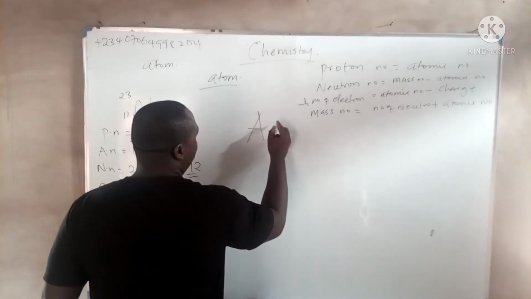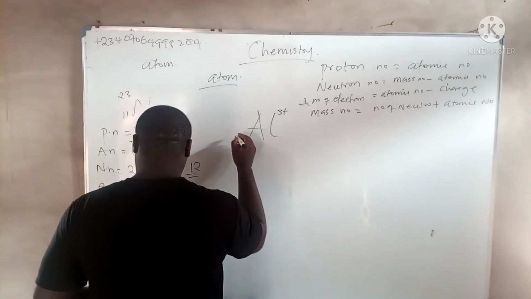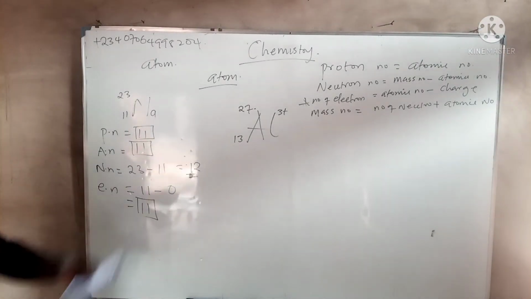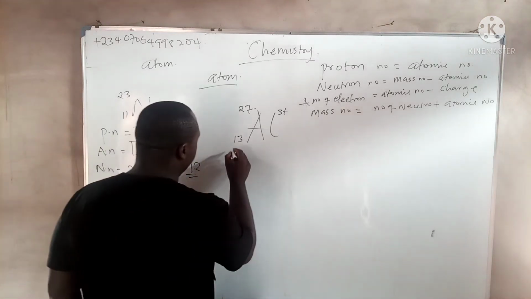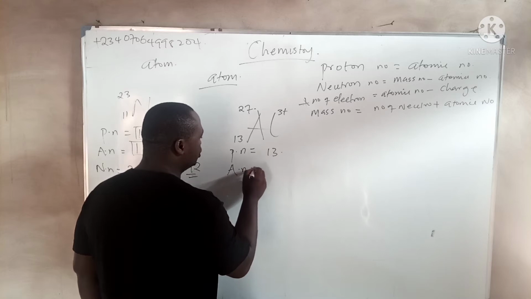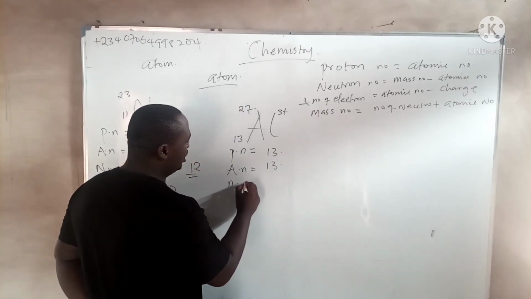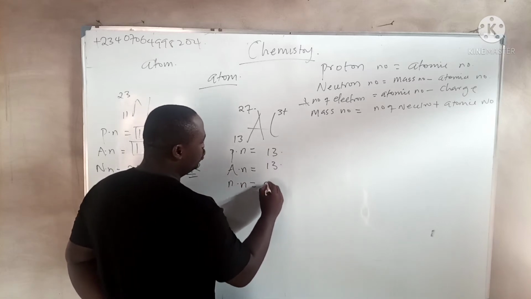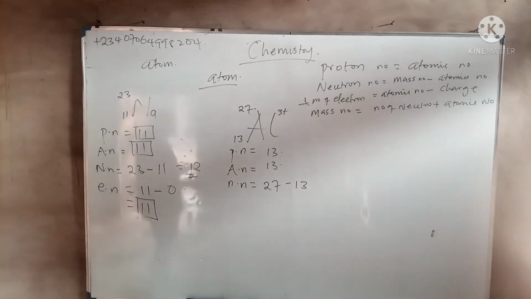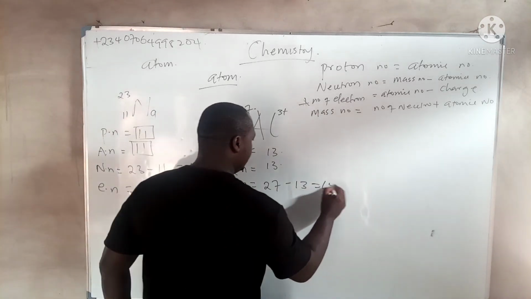Aluminium as a cation with a 3+ charge: this is aluminium, this is 13, and this is 27. I want you to calculate the atomic number. You can see from here that the proton number is 13. The atomic number, which is another name for proton number, is 13. The number of neutrons is 27 minus 13, and that should give you 14.